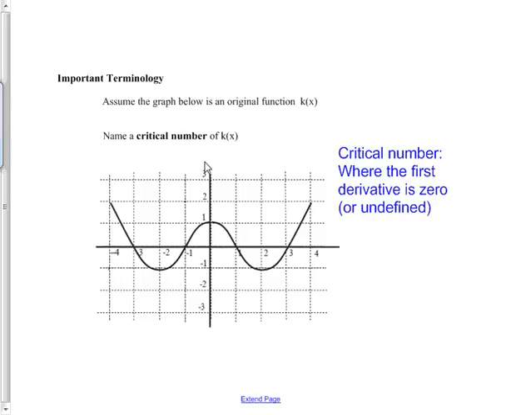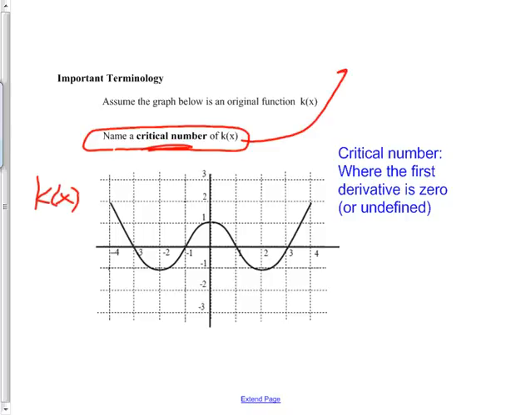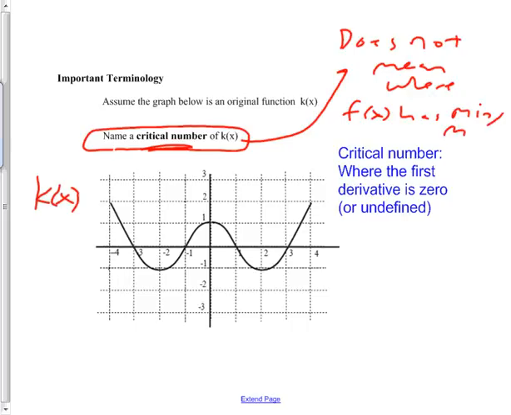So just going over some terminology that we looked at yesterday. Here's some function k of x, and we want to know a critical number of k of x. Just to remind, critical number does not mean where f of x has a min or a max. Oftentimes where there is a critical number, there is a min or a max, but it doesn't mean where the function has a min or max. The critical number is defined as where the first derivative is 0 or undefined.